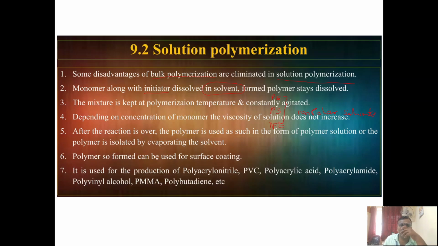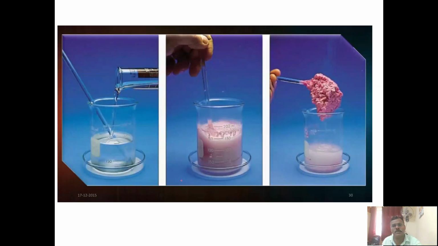One advantage of this method is that for surface coating, generally people use this solution polymerization method. So polyacrylonitrile, mainly polar polymers, polyacrylonitrile, polyvinyl chloride, polyacrylic acids, polyacrylamide, polyvinyl alcohol, all these polymers are prepared by solution polymerization, as are PMMA and polybutadiene.